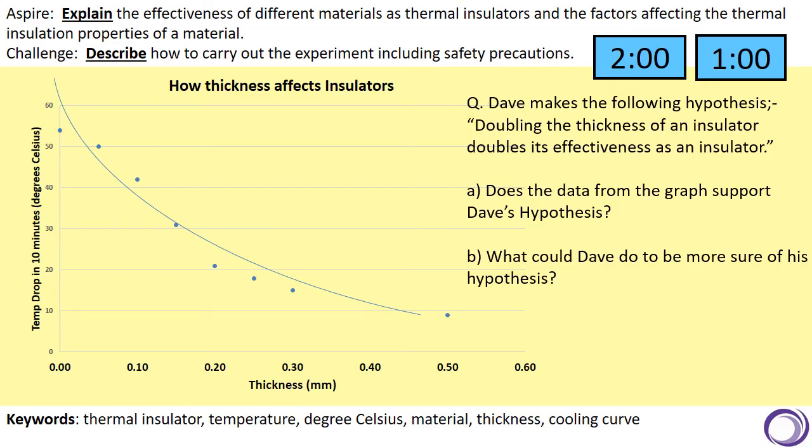And then I've got a question for you. Dave makes the following hypothesis. Doubling the thickness of an insulator doubles its effectiveness as an insulator. Question A. Does the data from the graph support Dave's hypothesis? You're going to need to get some numbers from the graph to do that. And part B. How could Dave be more sure of his hypothesis? What else could he do in this practical to be a bit more sure of his hypothesis?